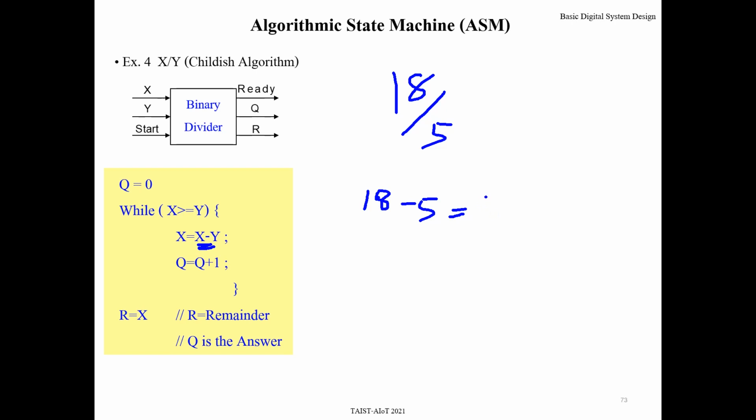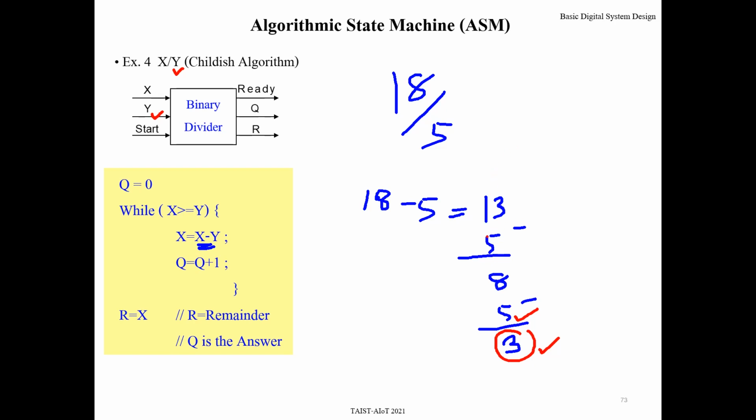It becomes 13, right? And minus 5 again, then it becomes 8, right? And then minus 5 again, and then becomes 3. When the result is less than 5, when the result is less than Y, so stop.